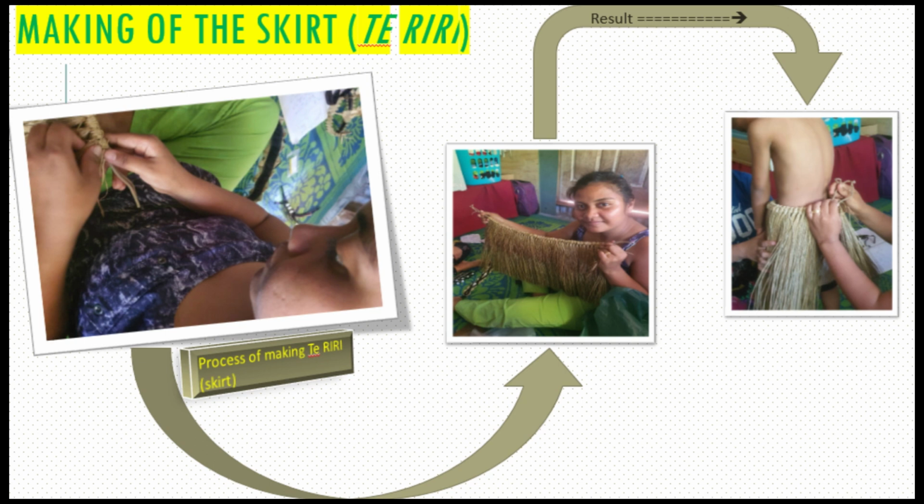The fourth slide is the making of the skirt or tiriri. The first photo is my photo. I'm actually weaving the skirt, and the second photo is when it is done. Then I'm holding it, and the third photo is when I'm putting it on the young gentleman, where you can see his photo in slide 1.